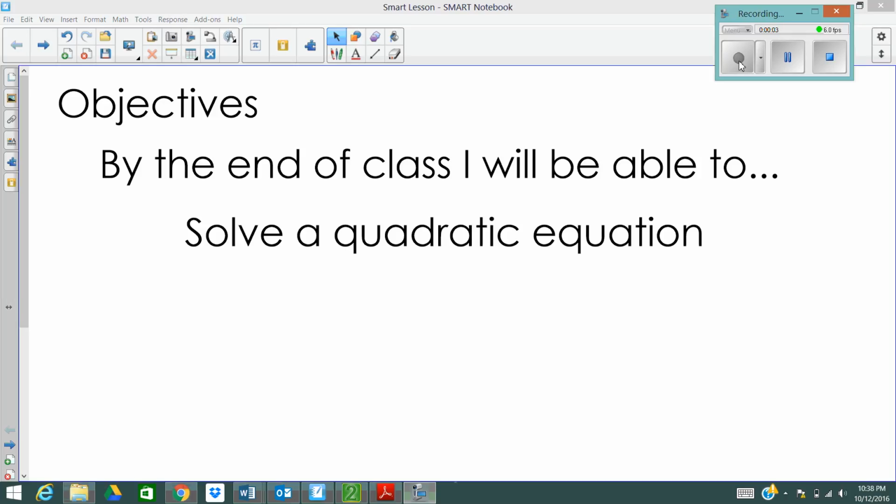Hello. So yesterday we learned how to solve quadratic and polynomial expressions by factoring. Today we are going to be able to solve any type of quadratic equation, so even if it does not factor. So by the end of class, you should be able to solve a quadratic equation.